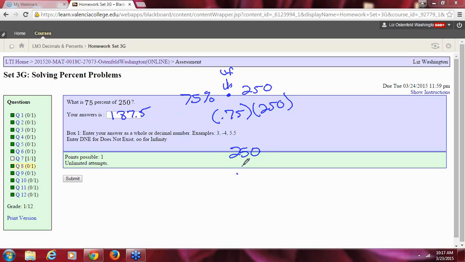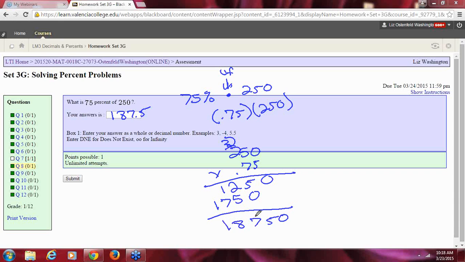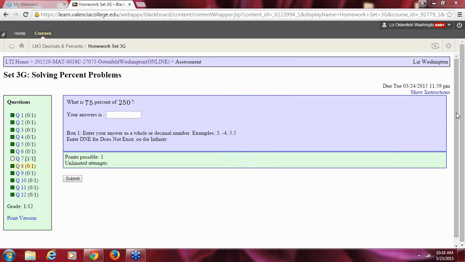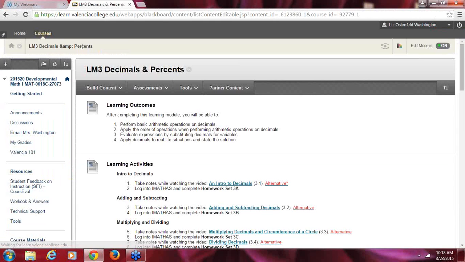You do the 250 times the 0.75. 7 times 0 is 0. 7 times 5 is 35. 2 decimal places, and there you go. Okay. I want to make sure I do a couple in the next section. Let me just check this last one. That's the same thing we've been doing. So I'm going to go ahead and go back to 3H.